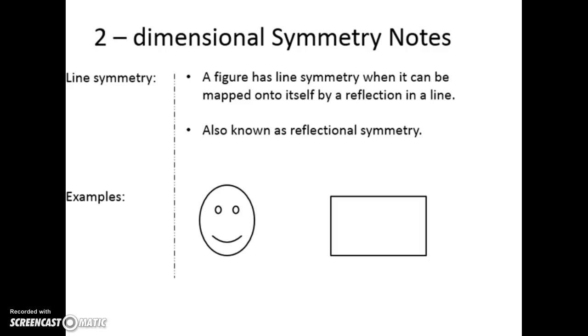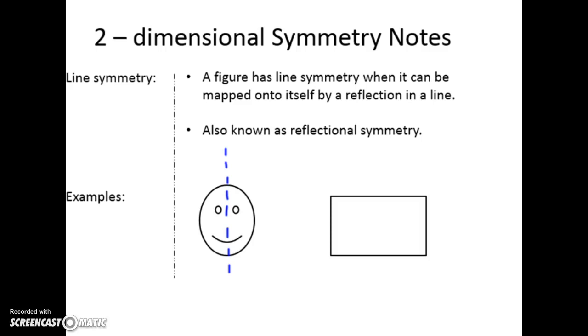So our faces have line symmetry. If we draw the line right down the middle of the face and fold this in half, then that would be mapped on itself. So almost like cutting it directly in half. If you draw it this way, this would not be line symmetry because the eyes would go to the mouth and the mouth to the eyes, so it's not the same. So we already have a line symmetry. Reflectional symmetry is another word for line symmetry.